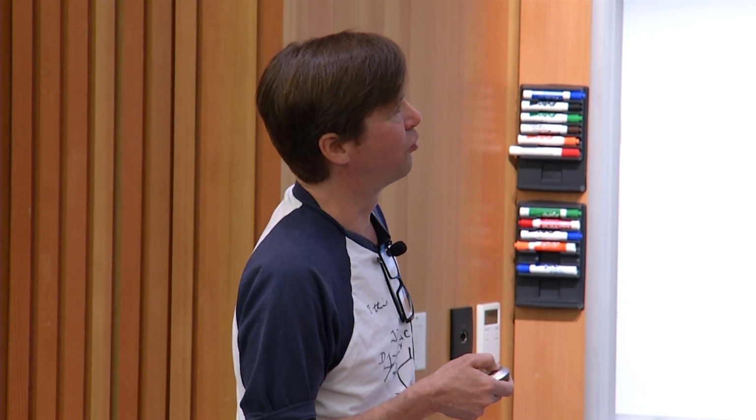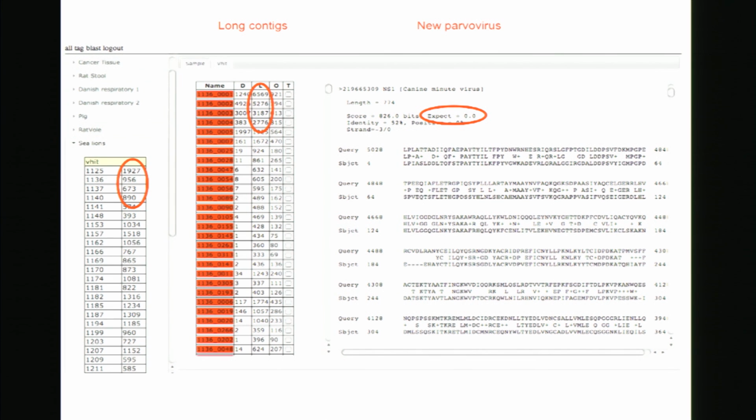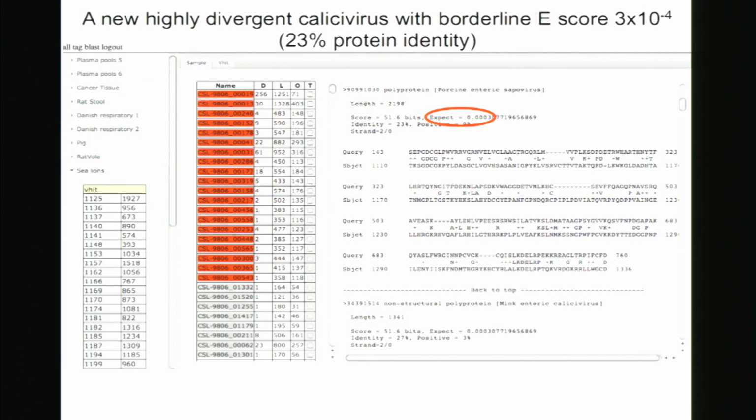Here's what sort of raw data looks like. If this is a fairly obvious-to-recognize virus, you can look at the alignment. You can look at the E-score, which is highly significant. And you know right off the bat that you have a new virus. Here's a more iffy case where the E-score is more borderline. You could argue whether this is background or not, even based on the E-score.